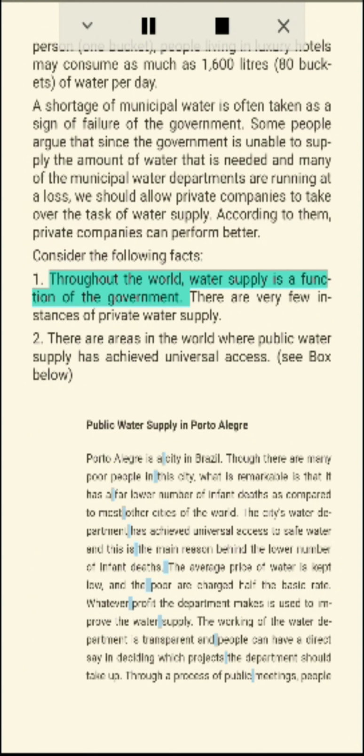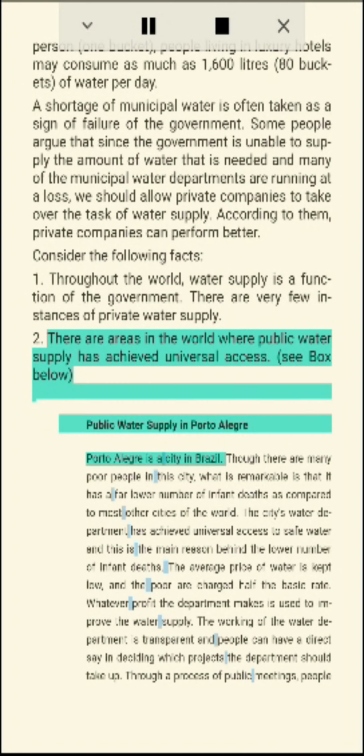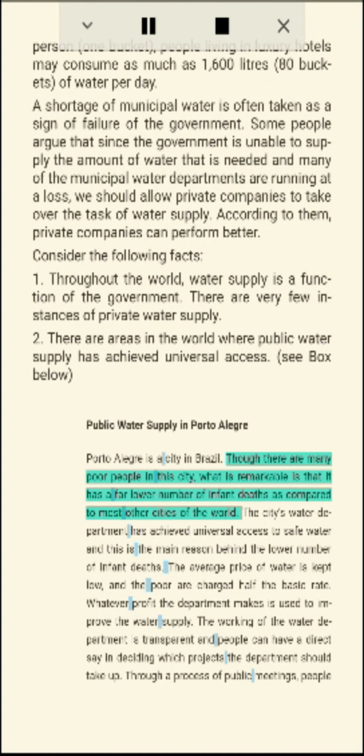Consider the following facts. Point 1. Throughout the world, water supply is a function of the government. There are very few instances of private water supply. Point 2. There are areas in the world where public water supply has achieved universal access. See box below: Public water supply in Porto Alegre.